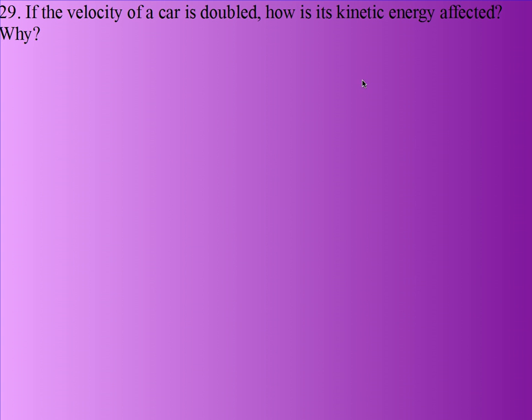I like these as well. If the velocity of a car doubled, how is kinetic energy affected and why? You don't have to do any real calculation. Kinetic energy is 1/2 mv squared. Just write the formula down. Now, the speed is going to be doubled, so right here where the speed is, I'm going to put a 2. And what am I doing to that? I'm squaring it. So what do I get here? 4. So if I double the speed, my kinetic energy is going to be 4 times.